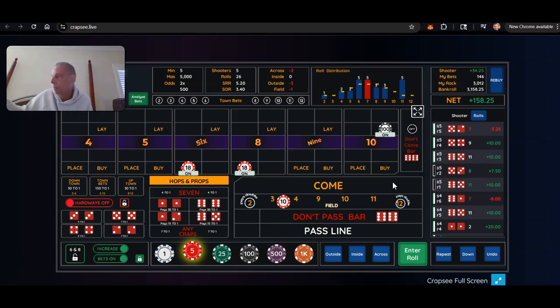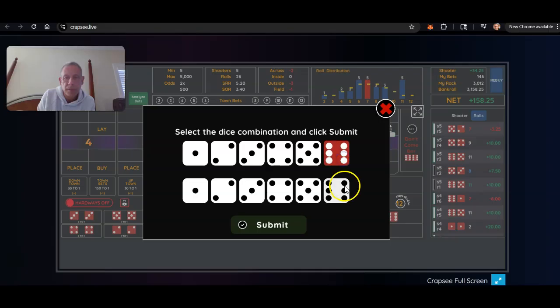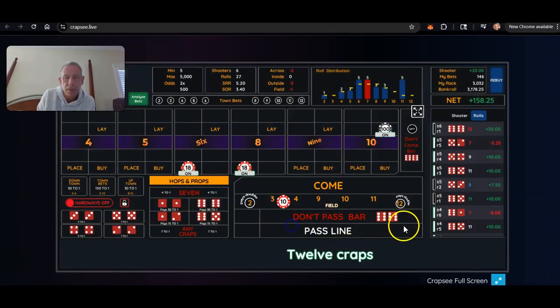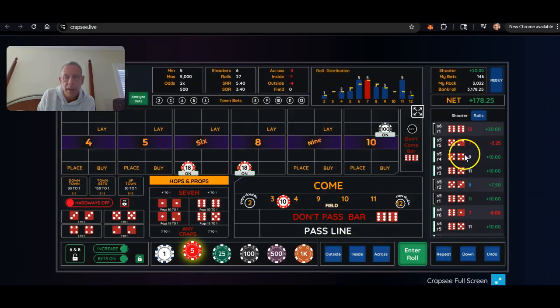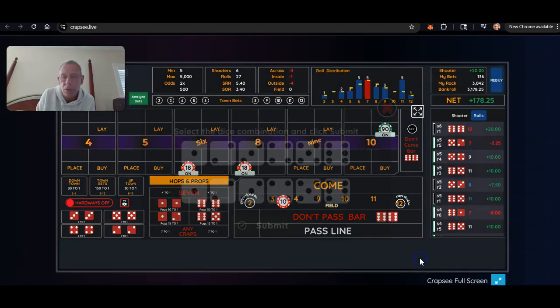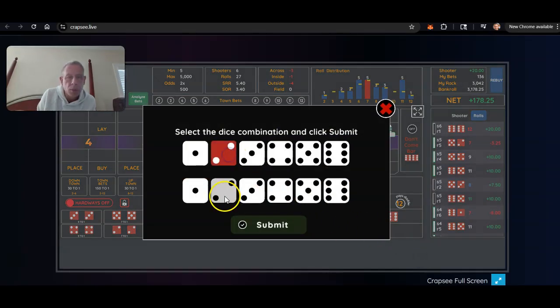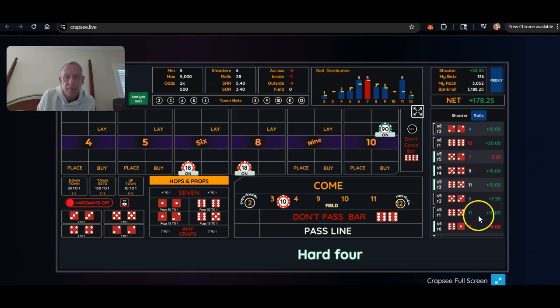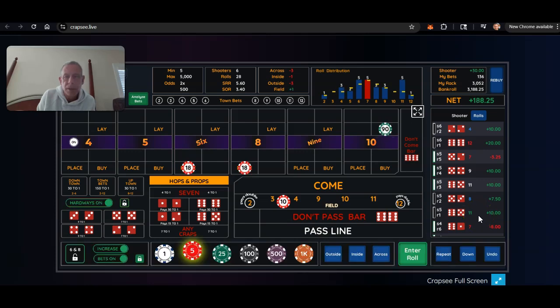Here we go. All right, that's a 12. That's going to be a double here on the field. 12 craps. So that's a good one. We made 20, and we're now going to do the reduction on everything. So we're going to go down to 90 on the up, and that's a hard 4. So we're going to get paid on the field again. Hard 4. Okay. So we're going to do a reduction on that.